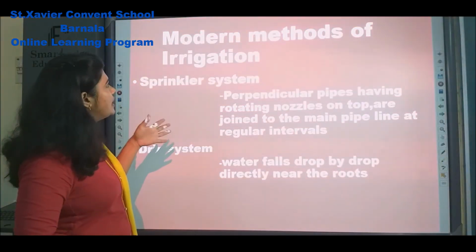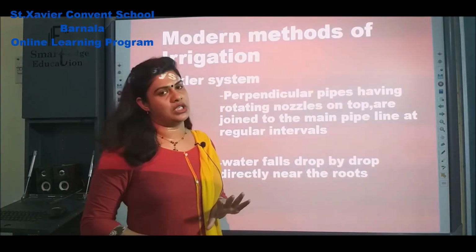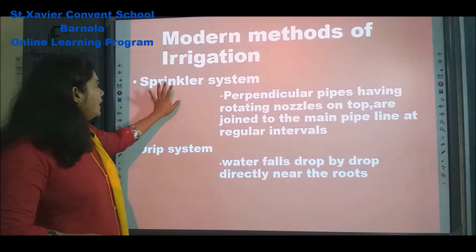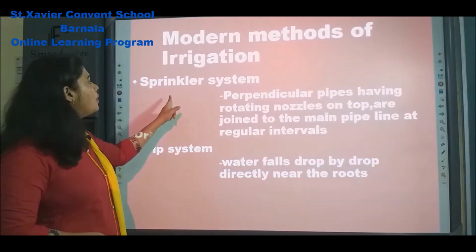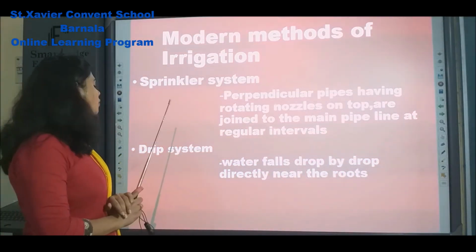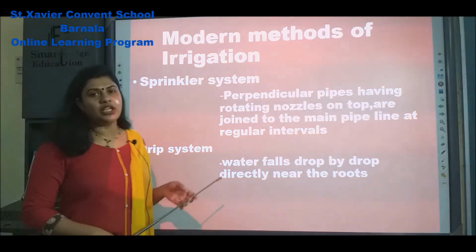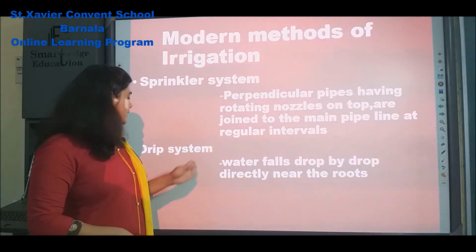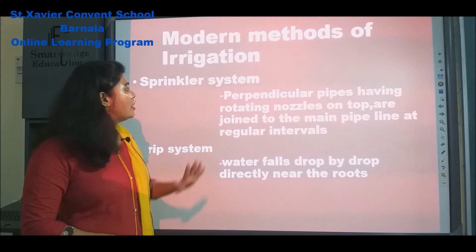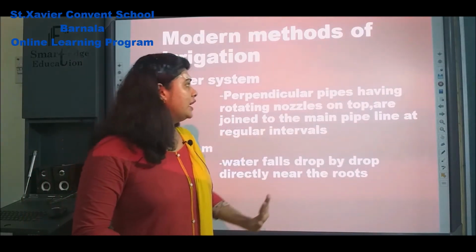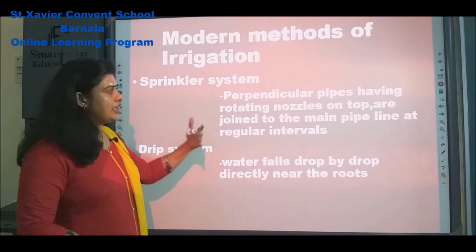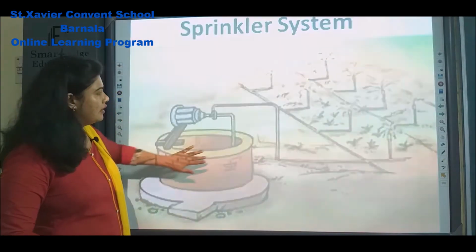Next we are going to discuss modern methods of irrigation. This is very important. Modern methods of irrigation. First one is sprinkler system and the second one is drip system. I think you have seen this sprinkler system or drip system in your fields. First one is sprinkler system. I will show you the picture also, then you will easily understand.